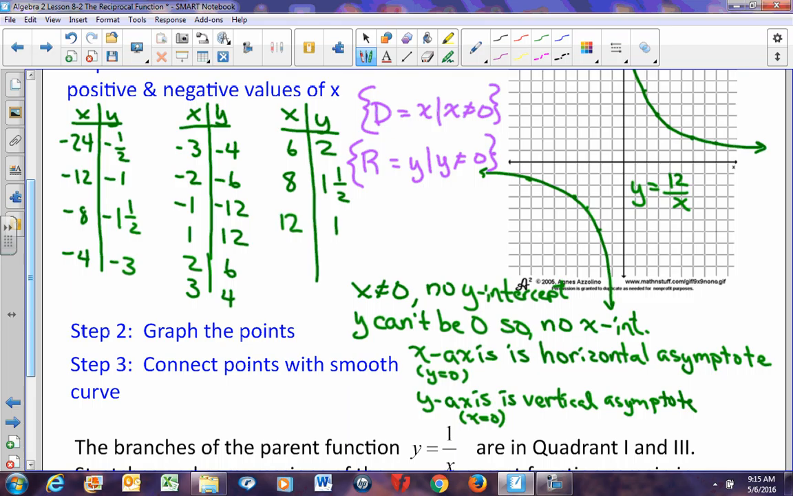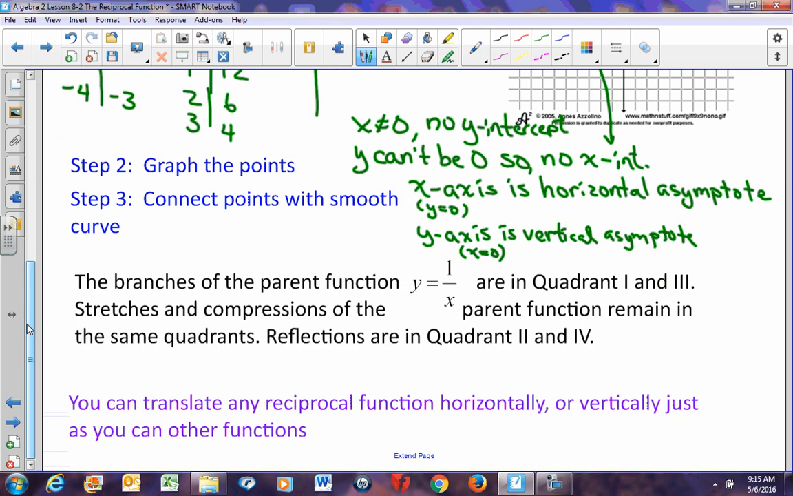Okay, and if you'll notice, this is in quadrants 1 and 3. The branches of the parent function 1 over x are in quadrants 1 and 3. Stretches and compressions of the parent function will remain in those same quadrants. Reflections will make them move to quadrants 2 and 4, just move to the opposite quadrants. You can translate any reciprocal function horizontally or vertically, just like we've done with all the other functions we've dealt with this year.